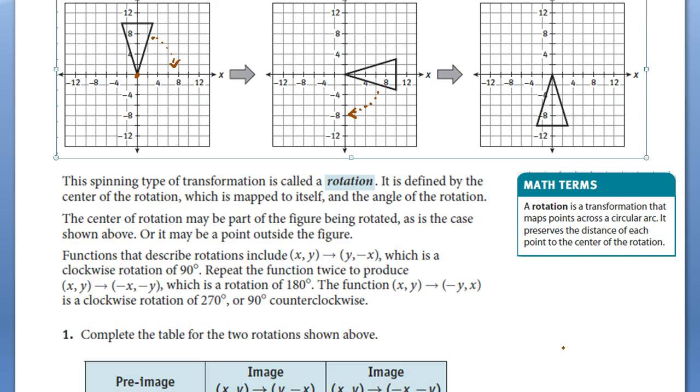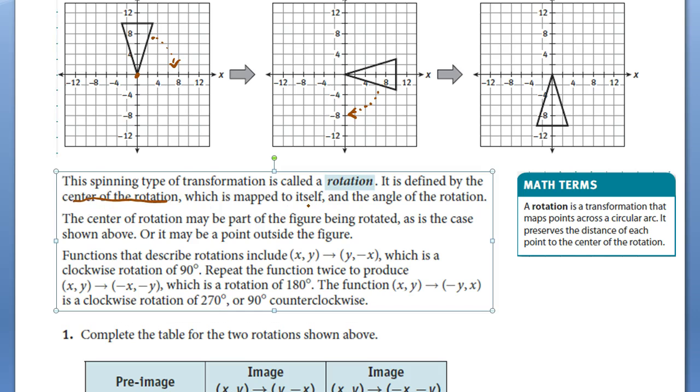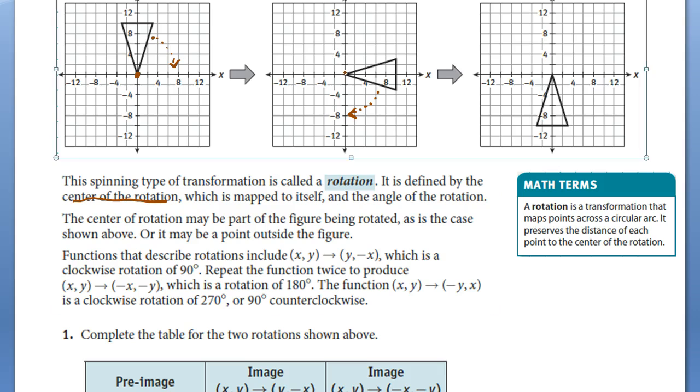This spinning type of transformation is called a rotation. It is defined by the center of the rotation, which is mapped to itself, and the angle of rotation. The center of rotation may be part of the figure being rotated, as in the case above, or it may be a point outside the figure. Notice in this example, the center of rotation is that point 0, 0. The person standing at that spot doesn't ever move when the rest of the triangle is rotating around. That person stays in that spot. That's the center of the rotation.